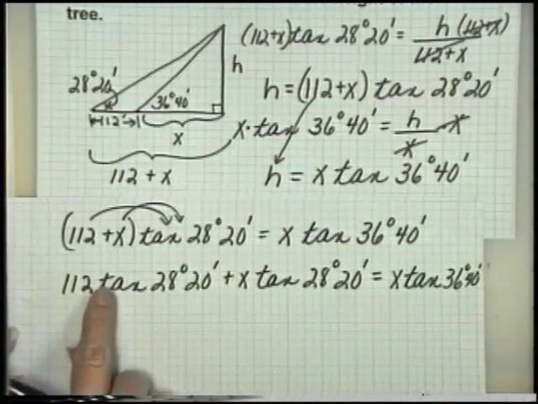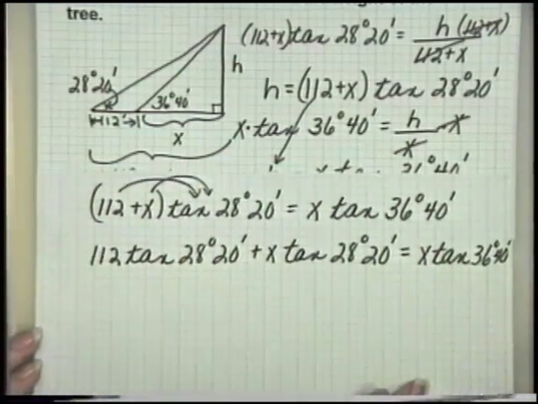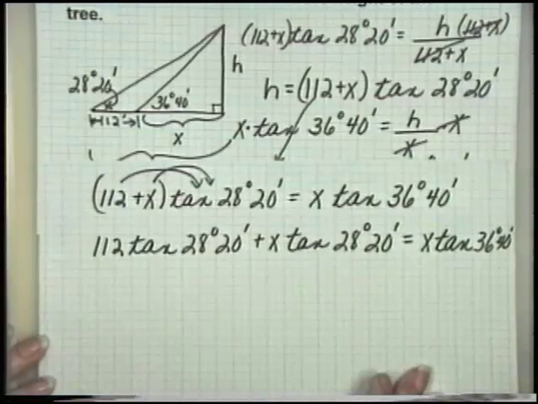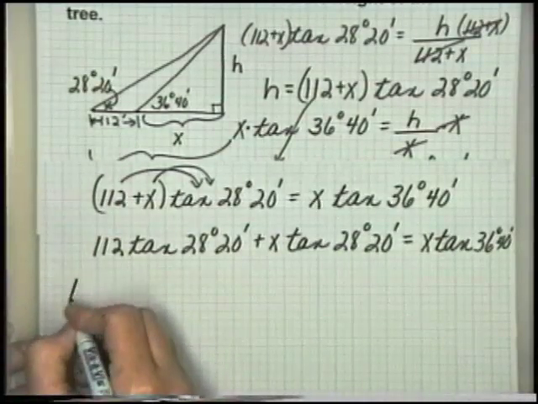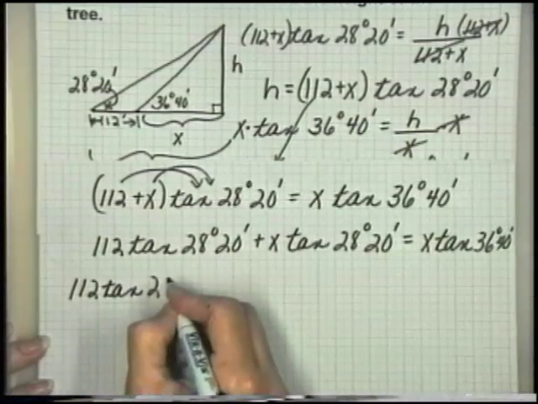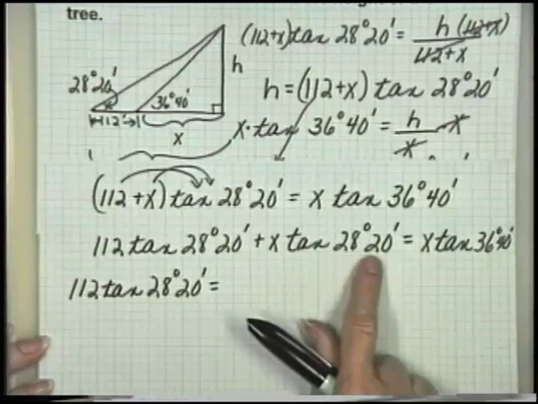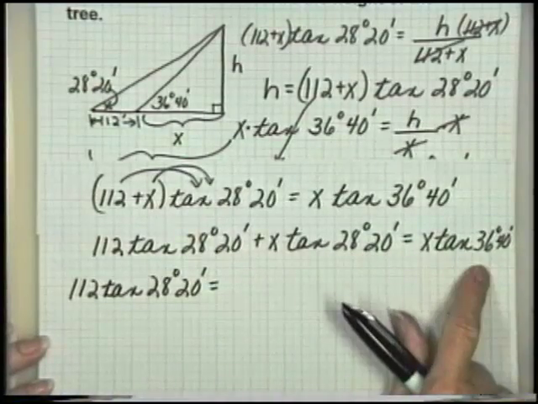These are our two x terms. This is our term that doesn't have an x. So we want this to stay on the left by itself. So we'll say 112 times the tangent of 28 degrees, 20 minutes.